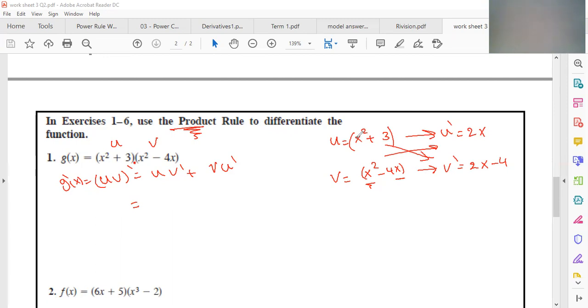Just apply the rule, u multiplied by v derivative. Look here, u multiplied by v derivative will be x to power 2 plus 3 multiplied by the derivative, which is 2x minus 4. Plus, don't forget plus. In the product rule, we have plus. No problem to multiply the first function by the second, but I prefer to write the function with the lower number of terms multiplied by the function which has the larger number of terms. Look, multiply here and here, here and here.